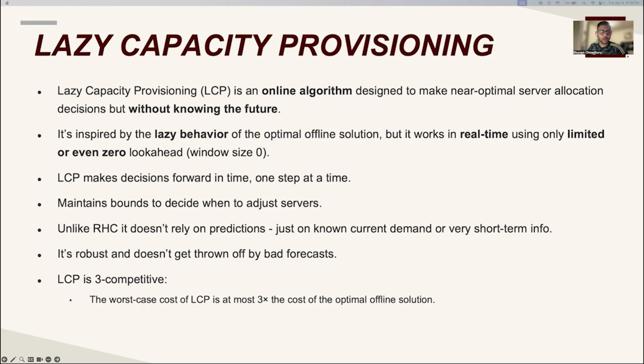It also maintains the lower bounds and upper bounds similarly to the offline algorithm. It's very robust, since it cannot get thrown off by bad forecasting, as it can operate without any forecasts or with a minimal amount of forecasts. And it's three-competitive, which means at most it's three times the cost of the optimal offline solution.